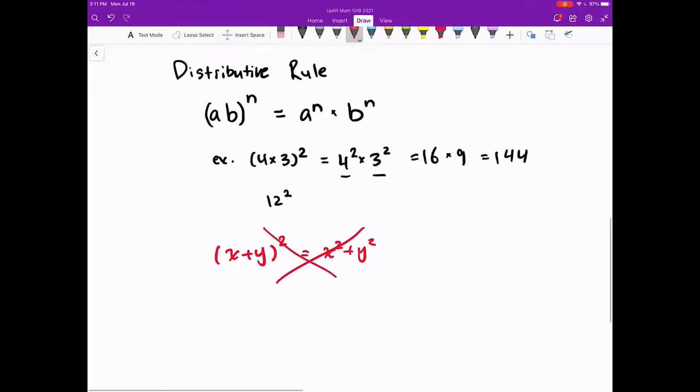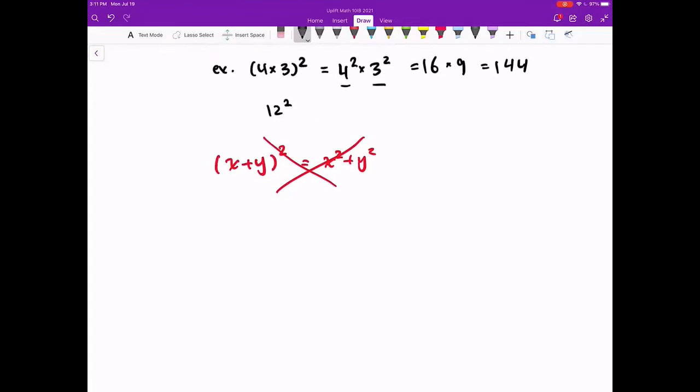However, this is solvable later on when we are doing polynomials. Yep, so the next rule we're going to go over is quotient rules.